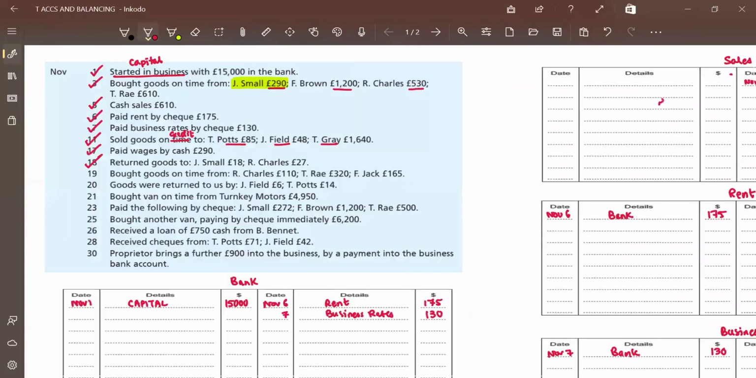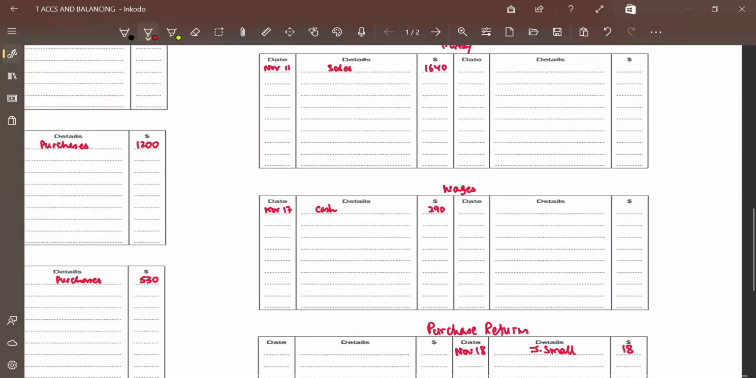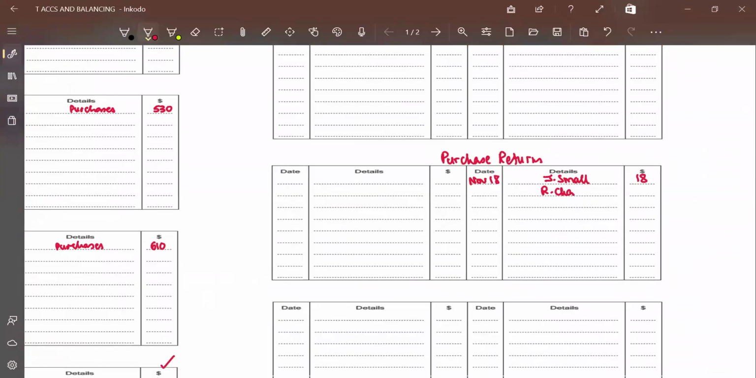Next is, then your return goes to R Charles as well. That's 27. So credit side, R Charles, 27, on the same date.